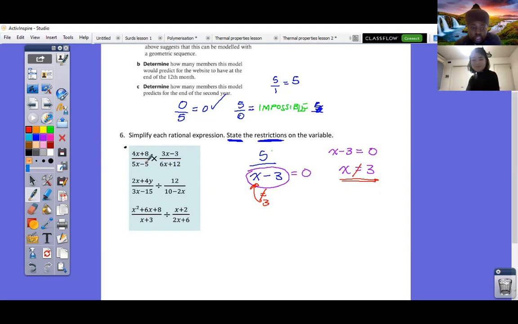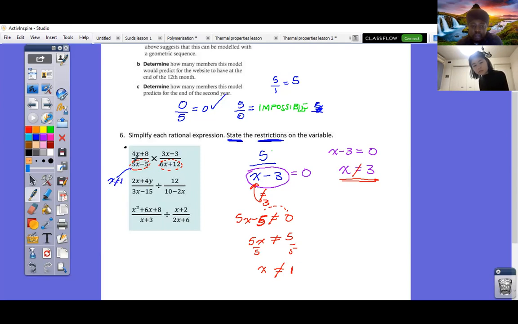What's the restriction here? Well, this should not equal 0, and this should not equal 0 either. So 5x minus 5 must not equal 0. And if I solve this, minus 5 goes there, it becomes 5. 5x divided by 5, 5 divided by 5. So we say that x could not be equal to 1 in that case. That's the restriction on this bottom denominator. x cannot be equal to 1.